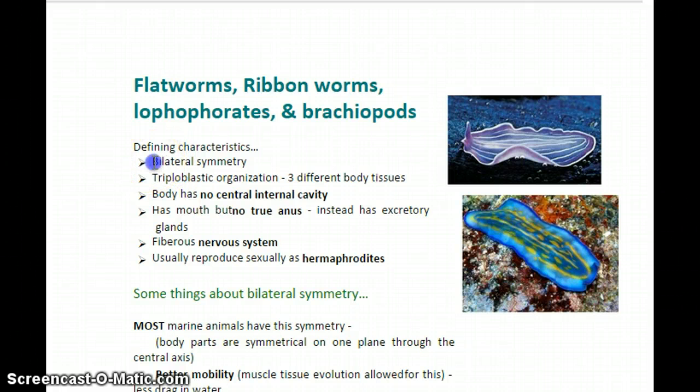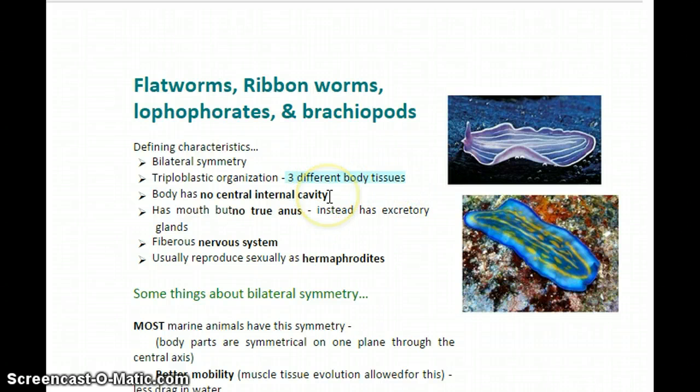So sponges had no symmetry. Cnidarians had radial symmetry, and flatworms have bilateral symmetry, just like we do. And pretty much every organism that we examine from this point onward, with a couple of interesting exceptions, has bilateral symmetry, at least in some part or most of their development. We also now see three different body tissues. So on the cladogram, you'll see on the main branch that we're going to put three tissues as a really important point, because all organisms from this point onward have three body tissues.